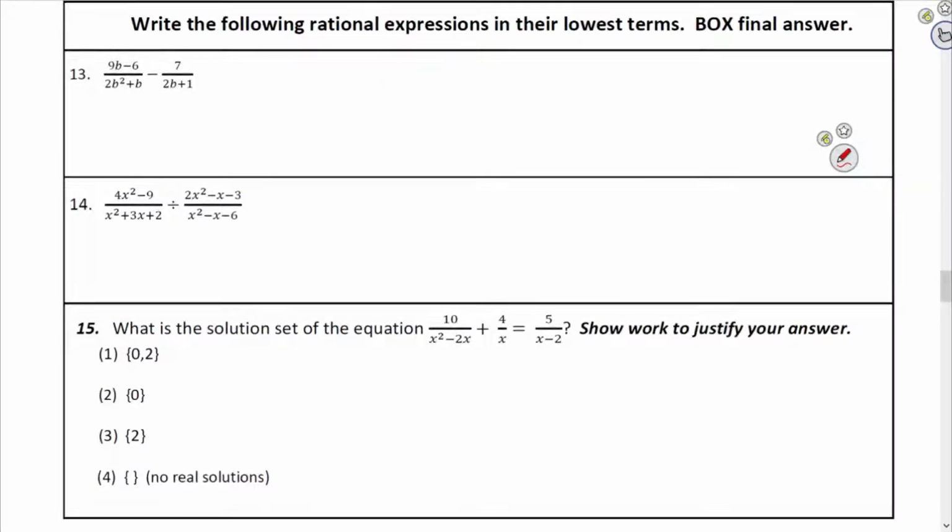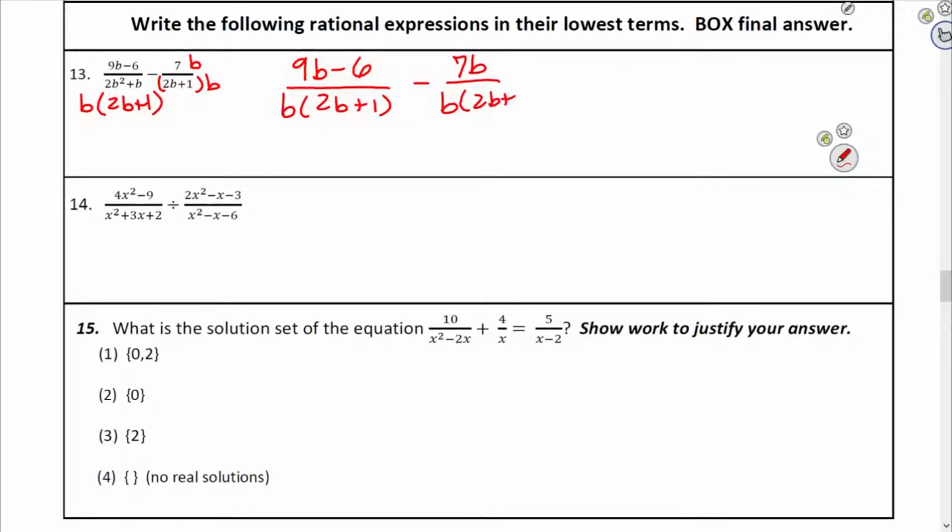Okay, I will start by factoring the denominator so I can find my least common denominator. So this GCF is b, and I have a 2b plus 1. Okay, which means that is going to be my least common denominator. I'll multiply top and bottom of the second fraction by b so that I have the same denominator. So I get 9b minus 6 divided by b times 2b plus 1 minus 7b over b times 2b plus 1.